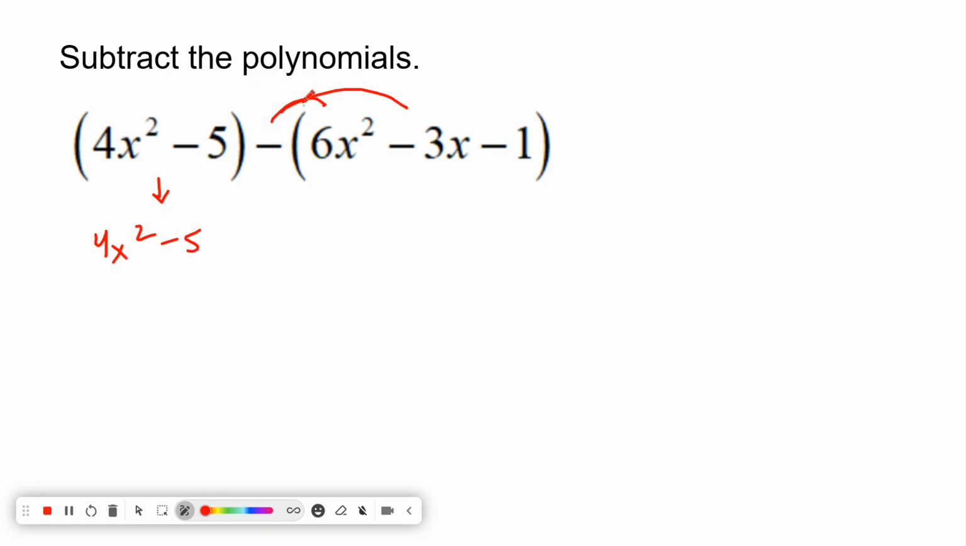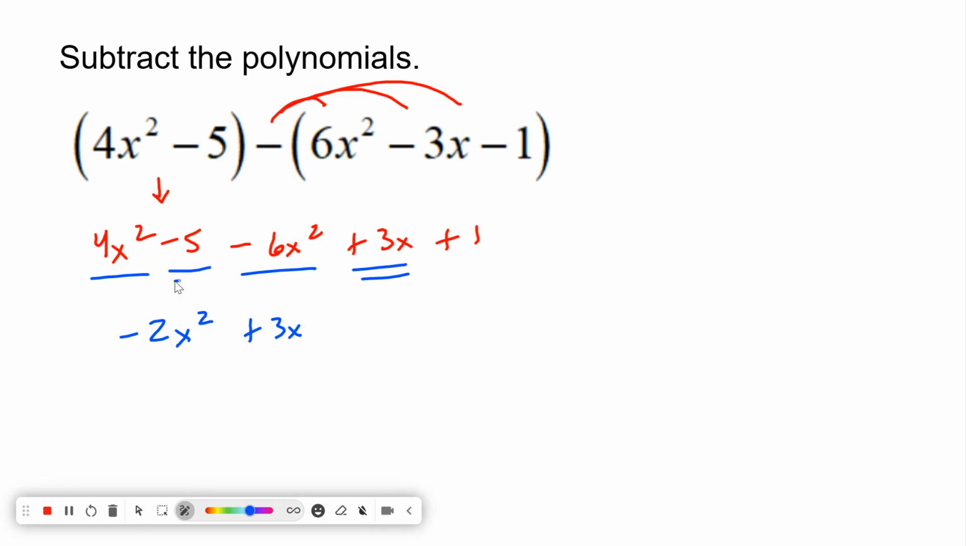I'm now going to distribute this negative sign to make this a negative 6x squared, a positive 3x, and a positive 1. Okay, I'll change colors. I see a 4x squared is my highest power and a negative 6x squared. There's more negatives, so negative 2x squared. Then the x term is just there. There's only one of them, so that's a plus 3x. And then I see 2 constants, a negative 5 and a positive 1. There's more negatives, so you subtract and get negative 4.